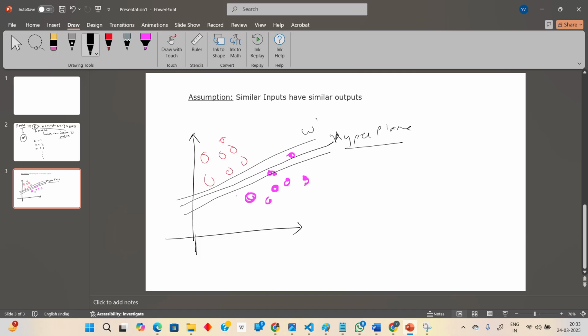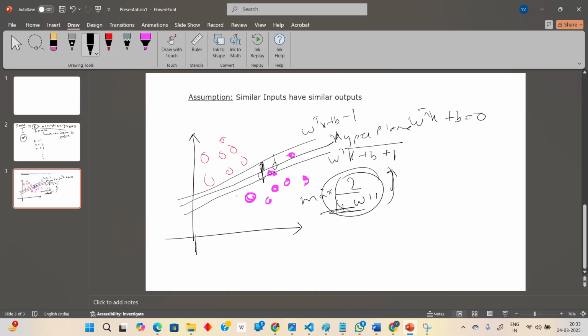We discussed W transpose X plus B minus 1, W transpose X plus B plus 1, and W transpose X plus B equal to 0. Also, we discussed the distance between these two, which should be 2 upon norm W. The goal is to maximize this. Till now we learned SVM.